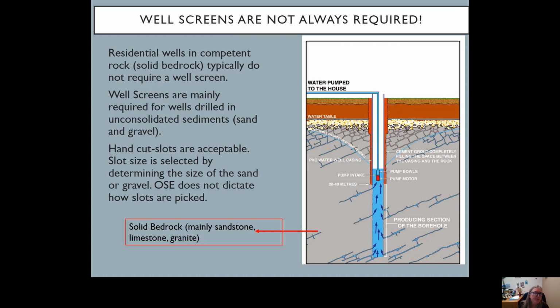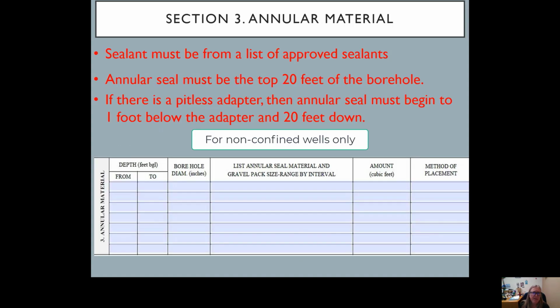Hand-cut slots are acceptable. Slot size is selected by determining the size of the sand or the gravel, but we do not dictate the slots and how they're selected. Any sealant that a well driller uses must be from the list of approved sealants. Annular seals must be from the ground surface to 20 feet below ground surface in the annular space.